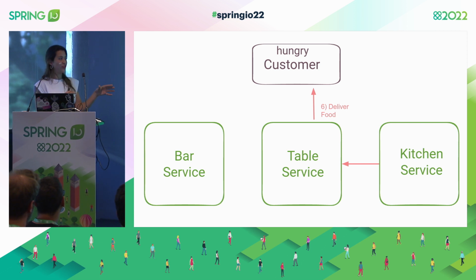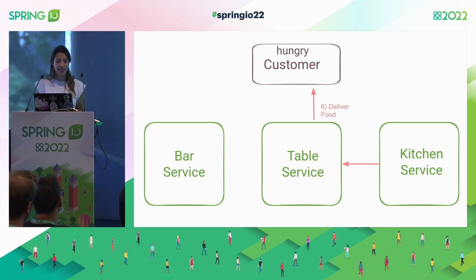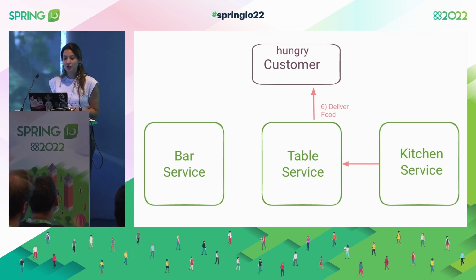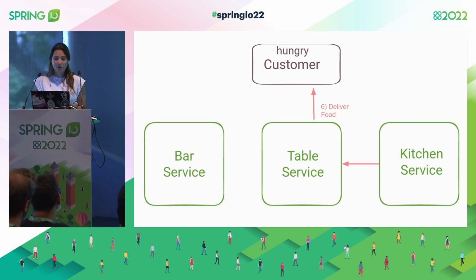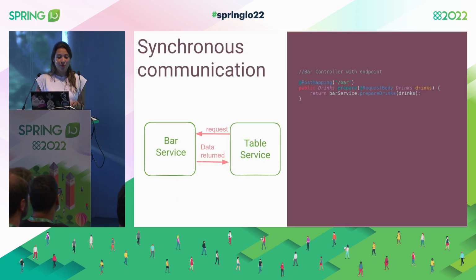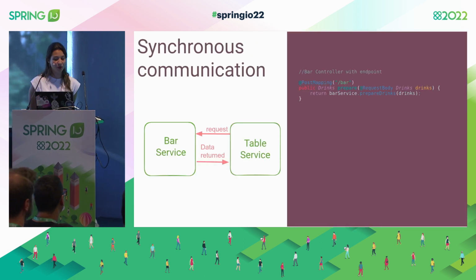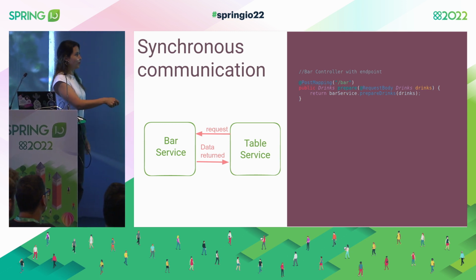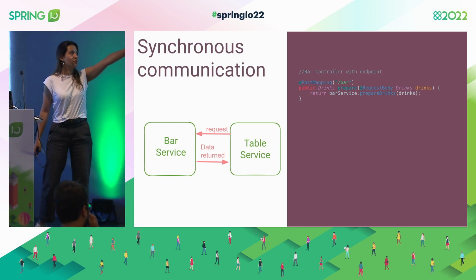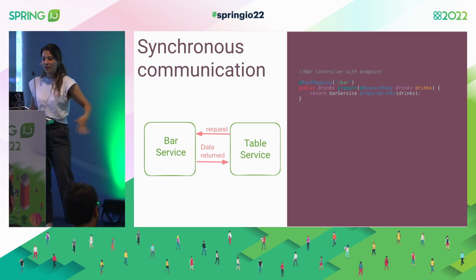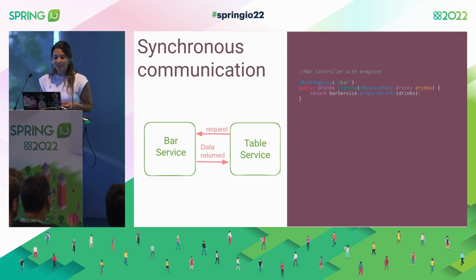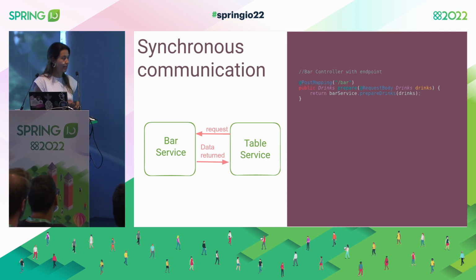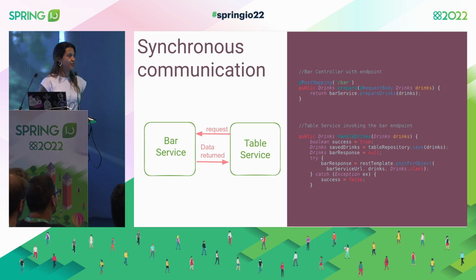Now we need to define how we do that. We need to define how can our services communicate. And in architectures before microservices, so before we had the demand of high throughput, a very common way is the synchronous communication, an imperative call, doing a REST call from the table service to the bar service. That means basically the bar service needs to expose a controller, so it needs to have an endpoint that we can call. And then the table service can use this endpoint. You can see that here.